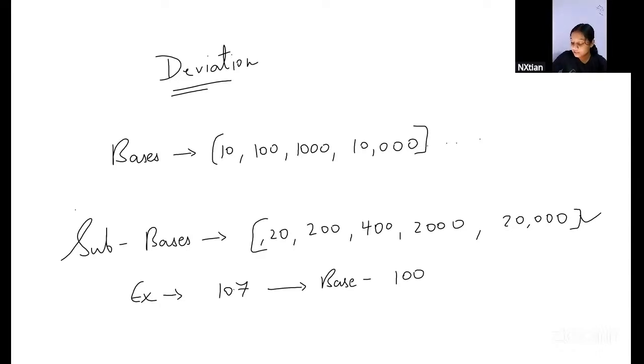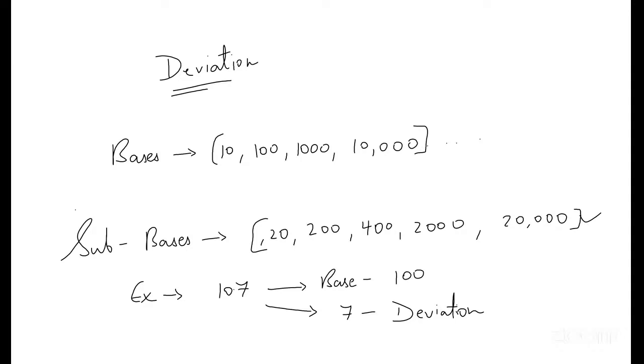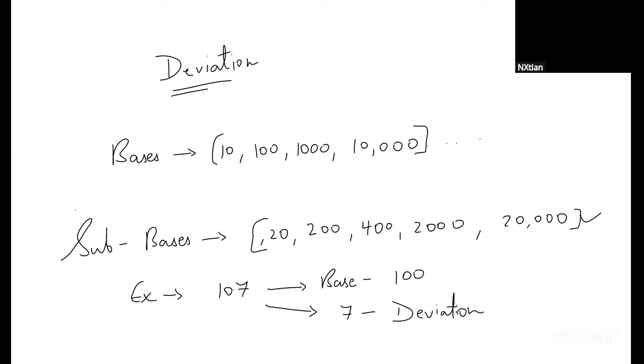Okay, so what is the number remaining, besides 100? 7. Okay, 7 is extra. The remaining number other than 100, so 7 will be my deviation. Okay, 7 is going to be my deviation. Hope this part is clear to you all. Yes. Base and deviation difference.